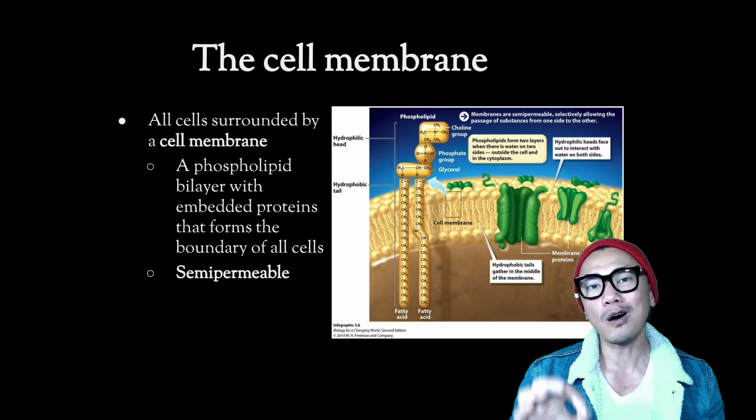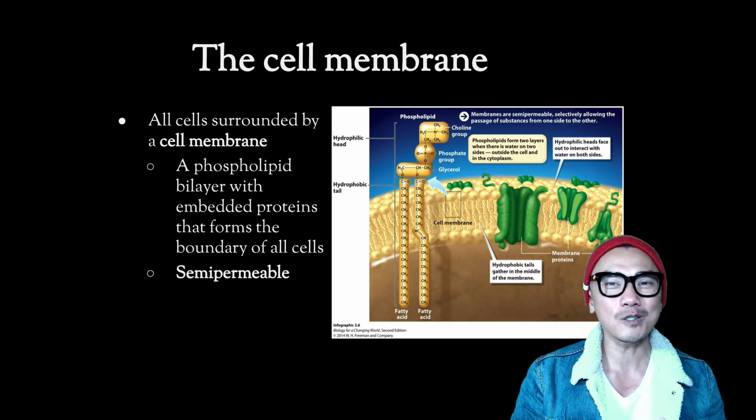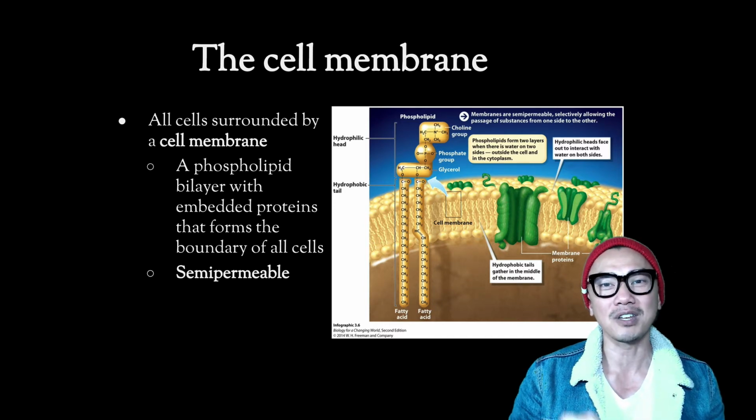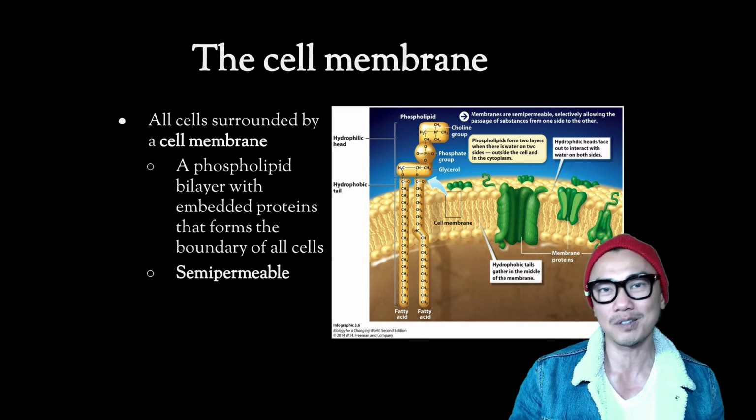Cell membranes are also semi-permeable. This means that it will only let certain things pass while keeping everything else on their respective sides of the cell.